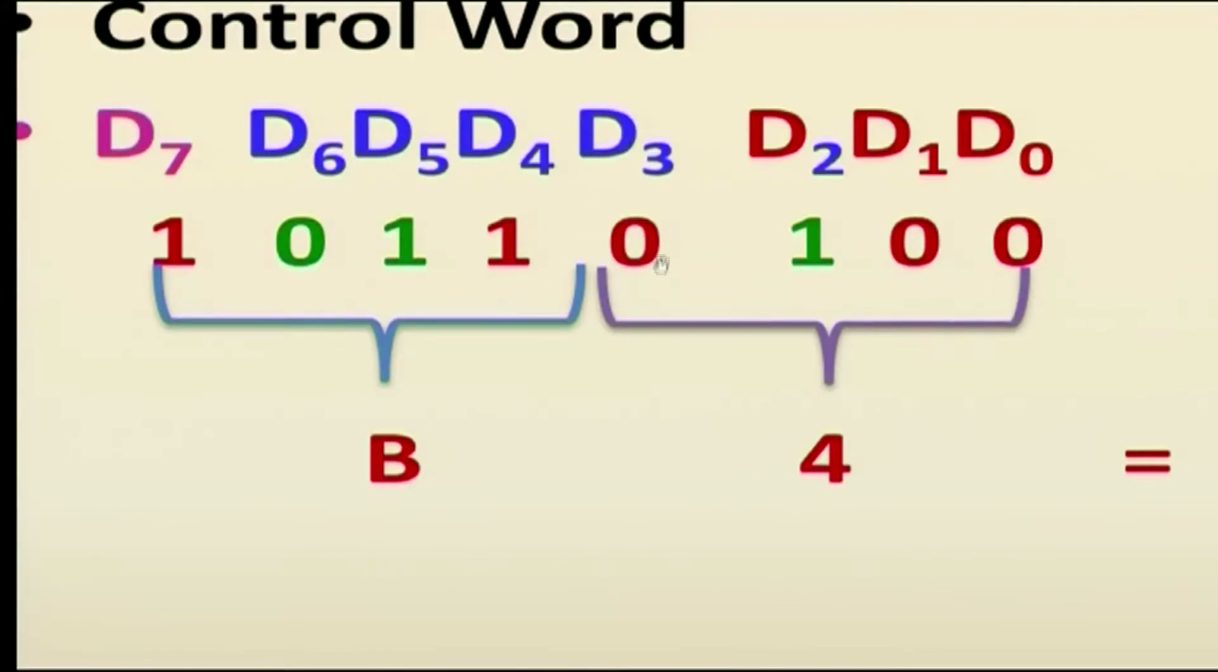Then D3 is port C, write 0. D4 is 1 because port A is the input. D5 and D6 are mode 0, so you write 0 1. D7 should be 1 because it is the I/O mode. Now read it, and it is the B4 value.